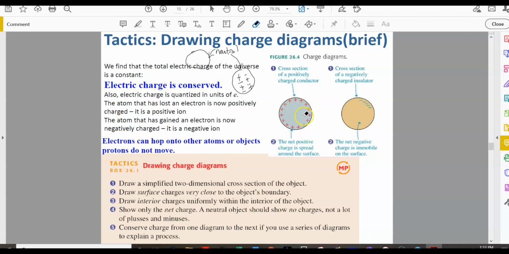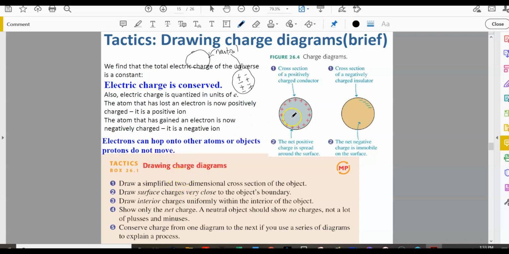So this object is positive not because you've added positives here, but because you've taken electrons away. And when you take electrons away from a neutral object, now it will become a net positive object. If you add electrons, like you did over here, to this neutral object, well, now those electrons have been added. So again, it's the electrons that move, the protons do not move, okay?